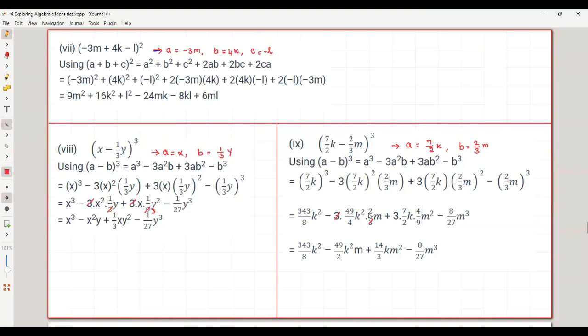Okay, 49 into 2 also is there, right? Yeah, 2 also getting cancelled. Here 1 2s are 2, here 2 2s are 4. So therefore we have 49 by 2 k square m, and here also 1 3s are 3, 3 3s are 9, 1 2s are 2, 2 2s are 4. A balance 7 2s are 14 by 3 k m square minus 8 by 27 m cube.